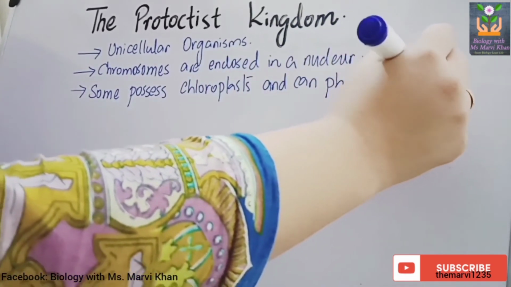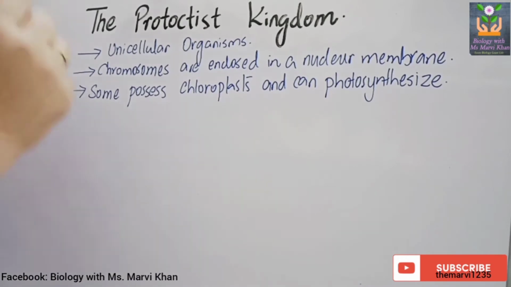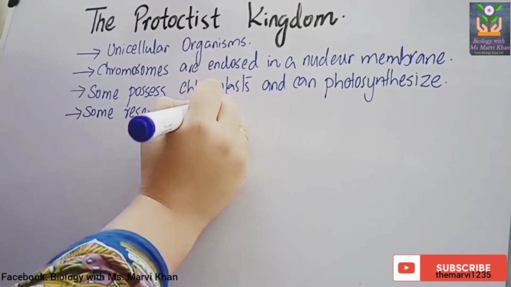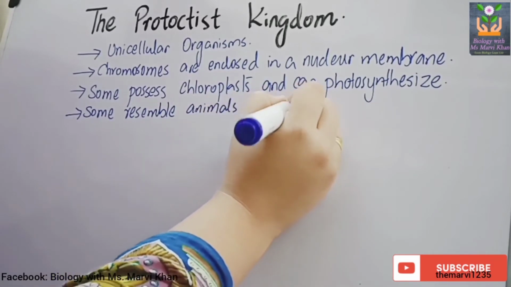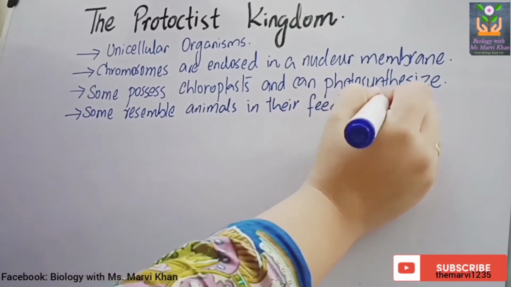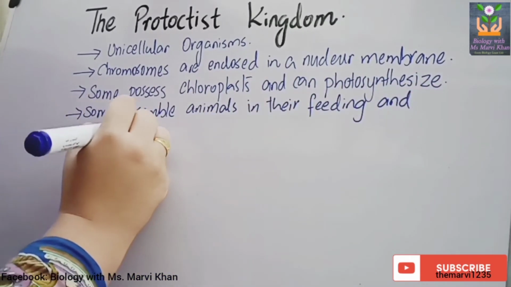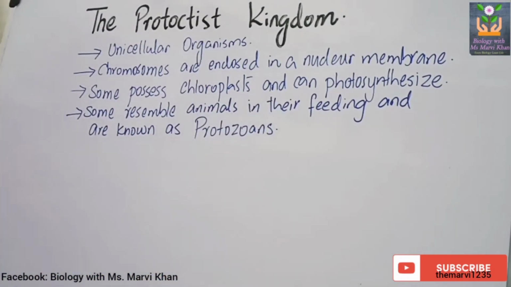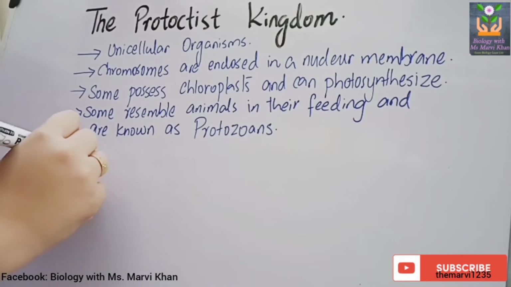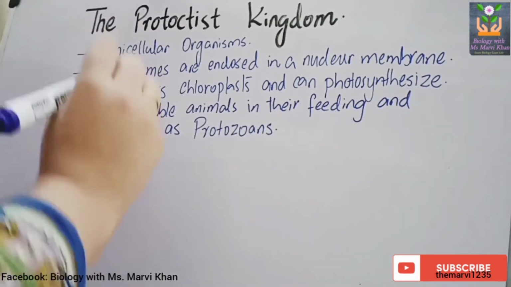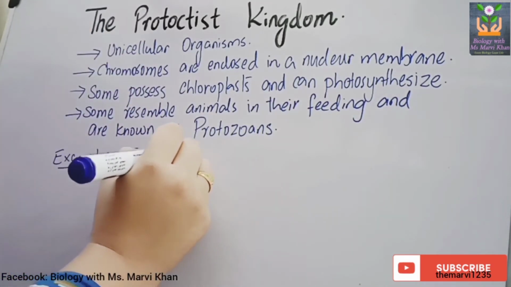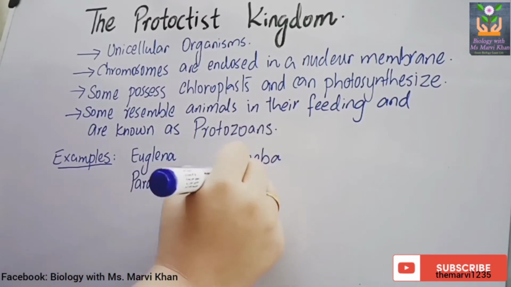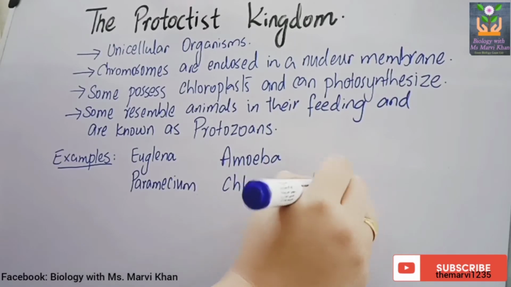Some of the Protoctista, for example the Euglena, possess chloroplasts, and they can photosynthesize. That means they can make their own food. Some of the Protoctista resemble animals in their mode of nutrition, and they are known as the protozoans, like the amoeba. Examples include amoeba, paramecium, euglena, and even chlamydomonas.